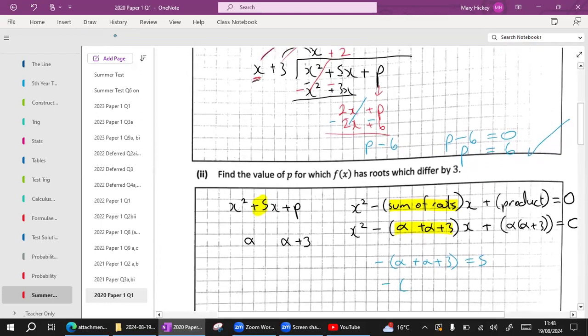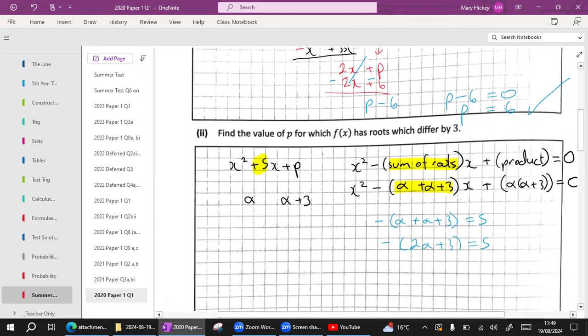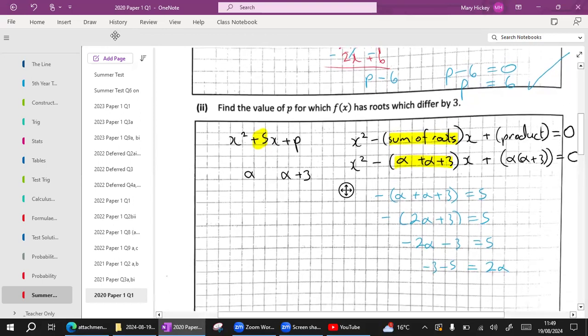So piecing that together, I get minus 2 alpha minus 3 equals 5. I might move the 2 alpha over and move the 5 back. You don't have to do it that way, of course, but it's the way I'm used to doing it. So in other words, I figure out that alpha is minus 4. So minus 4 is one of my roots. Now, that suggests that the other root is alpha plus 3, so the other root must be minus 4 plus 3, which is minus 1. So now I have my 2 answers.